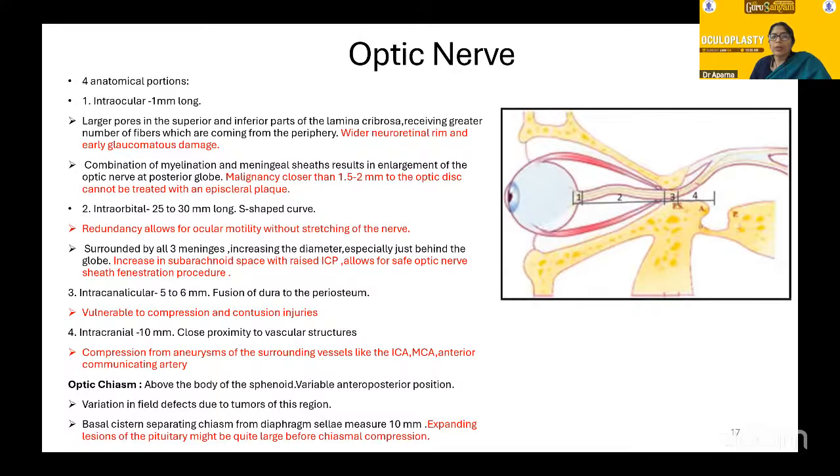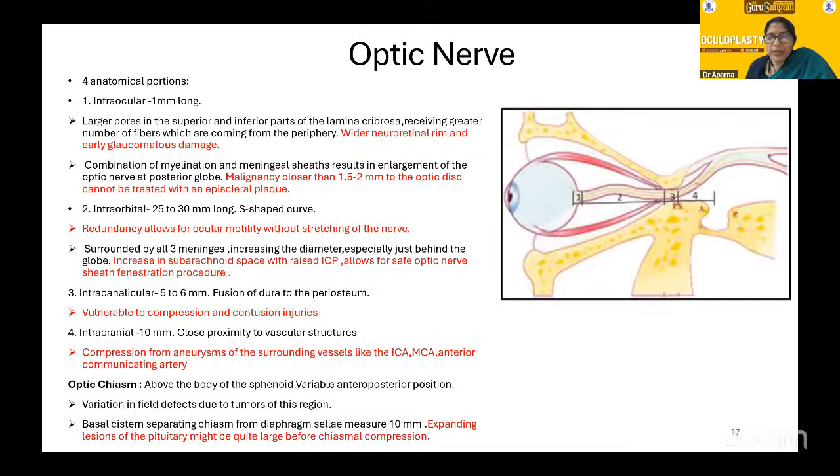Surrounded by all 3 meninges, there is an increase in the diameter of the optic nerve as it is leaving the globe. This increase in diameter is further increased because of raised ICP, and this allows for a safe optic nerve sheath fenestration procedure when needed. Intracanalically, the optic nerve measures 5 to 6 millimeters, and there is fusion of dura to the periosteum. It is vulnerable to compression and contusion injuries in this area.